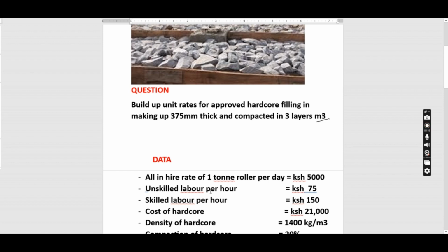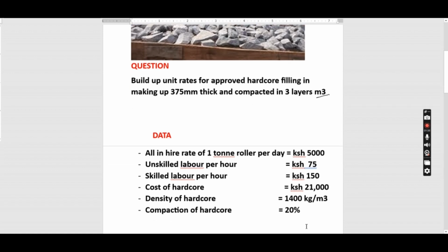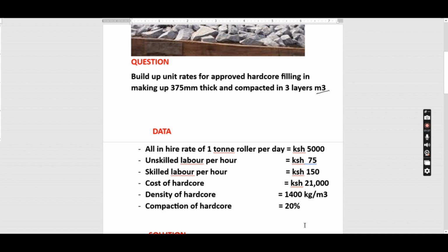And then we have unskilled labor per hour is 75. Skilled labor per hour is 150. Cost of hardcore is 21,000. And then the density of hardcore is 1400 kgs per meter cubic. And then we have compaction of hardcore is 20%.